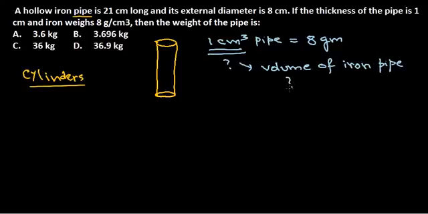And to calculate volume, it requires certain parameters, and let's see whether they are provided or not. They provide us the length of the pipe, that is 21 centimeter, so here h equals 21 centimeter. It's given, and everything is in centimeters, so you don't need to worry about conversion of units. And it's also telling us the external diameter and the thickness of the pipe.